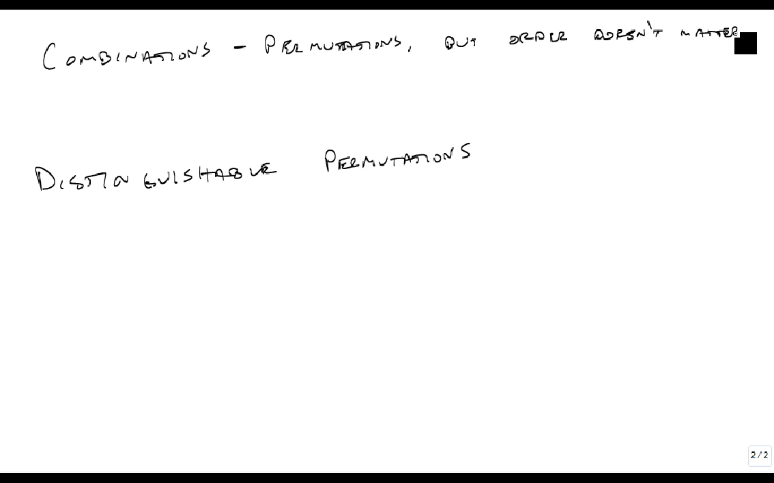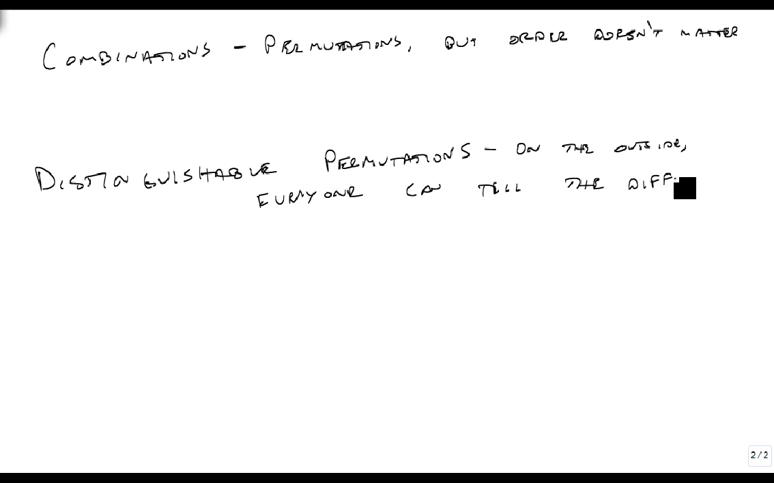And the last thing that we're going to talk about is distinguishable permutations, and this is when on the outside everyone can tell the difference between the different permutations. And we'll give an example of this later so that you can see specifically what it means to be different. So those are our definitions for our permutations and for our counting principles.